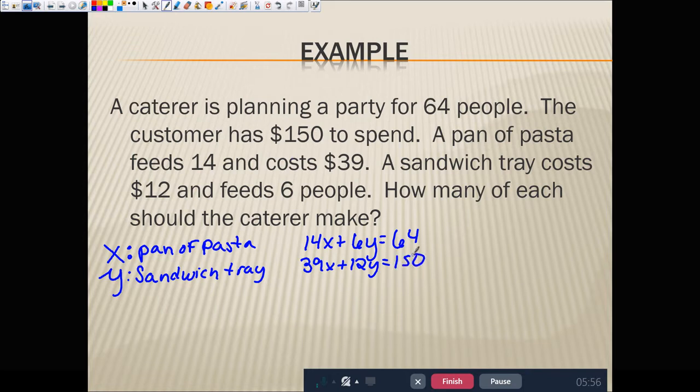So now that I have my equation set up, I identify that they are in standard form, so I'm gonna use elimination. Getting 14 to 39 is gonna be hard, but getting 6 to 12 is easy. So I can multiply that top equation by -2.